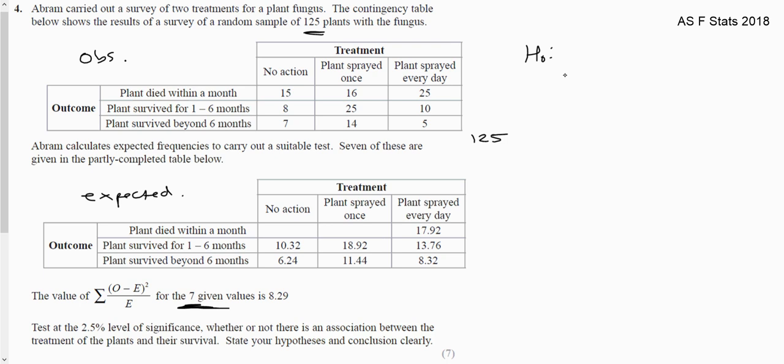Chi-squared with a two-way table. H0 is always there is no association between the two things that we're testing, treatment of plants and their survival.